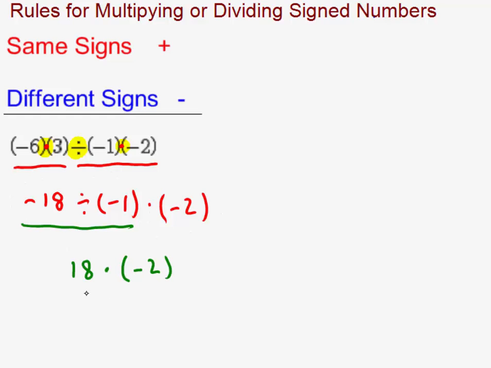And then finally, I have my last operator, this one. 18 multiplied by negative 2. I would argue that 18 times 2 is 36. And the fact that this was positive and this number negative, they had different signs, so the final answer should come out to be negative. So my final answer will be negative 36. Hopefully you found this video to be helpful.